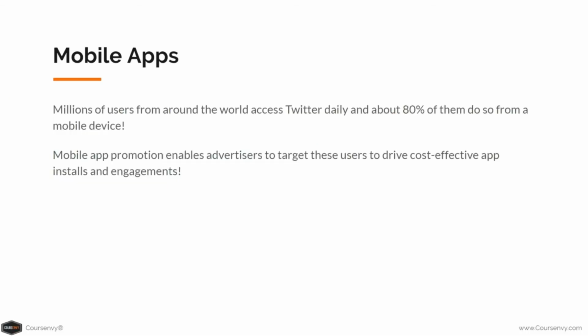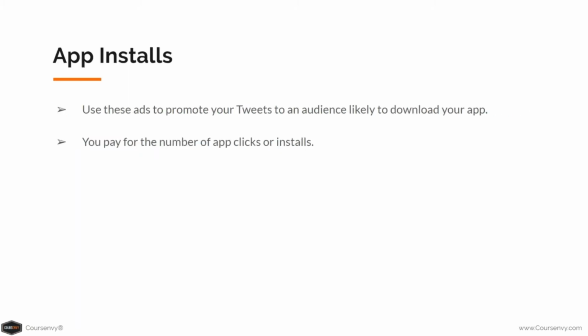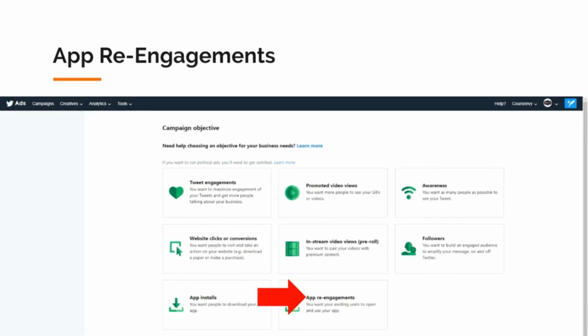Next are app installs. So millions of users around the world access Twitter daily, and about 80% of them do so from a mobile device. Mobile app promotion enables advertisers to target these users to drive cost-effective app installs and engagements. So as for app install ads, use these ads to promote your tweets to an audience likely to download your app. You pay for the number of app clicks or installs, which leads to app re-engagement ads.